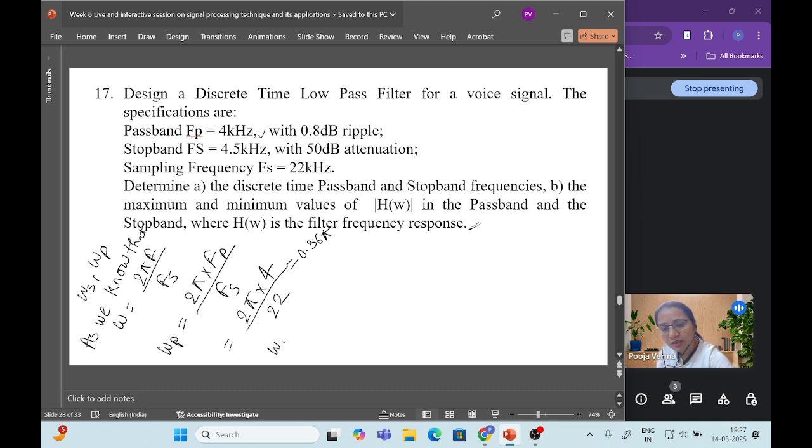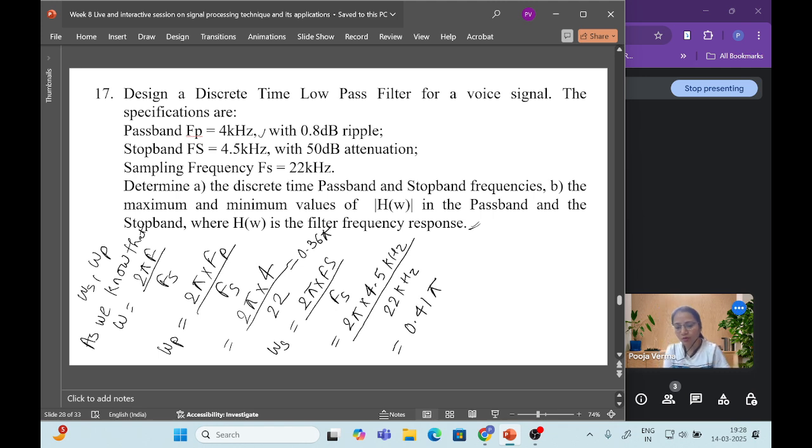Similarly calculate omega s also. So 2 pi into Fs divided by the sampling frequency, so 2 pi into 4.5 kilohertz over 22 kilohertz. So omega s, if you divide and multiply it, you will get 0.41 pi.